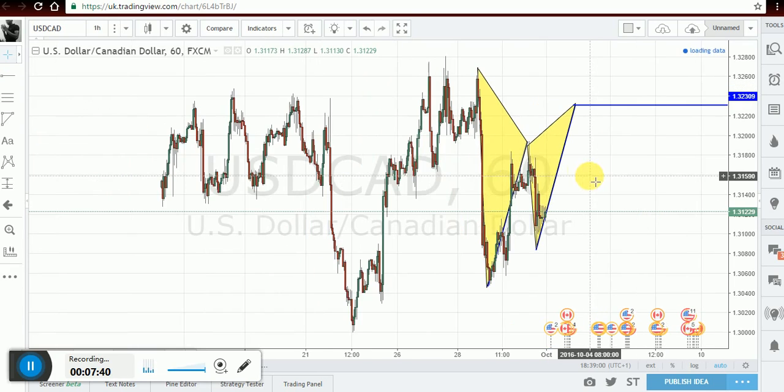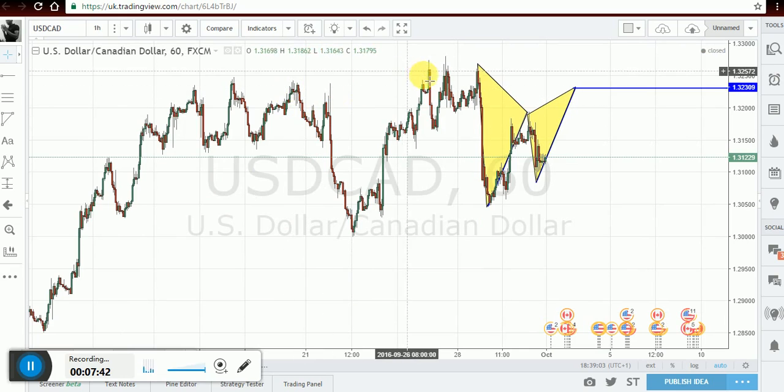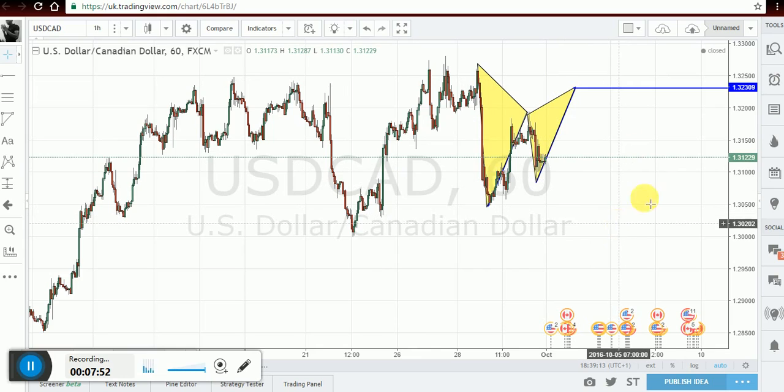And you can see that if you look left, you're going to see a lot of structures. We had a lot of resistance here, 1, 2, 3, 4. So this is going to present us with a good opportunity, because it's just a matter of time before we see a move back down on this currency pair. So yeah, the bearish Gartley pattern on the USD CAD completing around 132.30s.